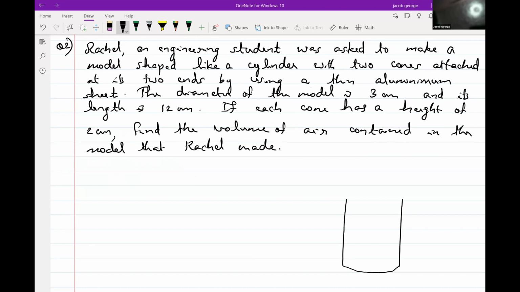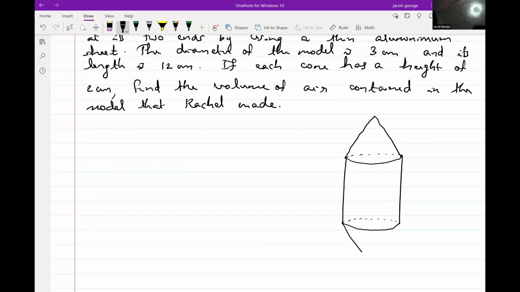Cylinder with 2 cones attached at its 2 ends. Like this, a cylinder and 2 cones. One of the cones will be here and the second is here. 2 cones attached at its 2 ends. This is the shape of the model: cylinder with the 2 cones attached at its 2 ends.